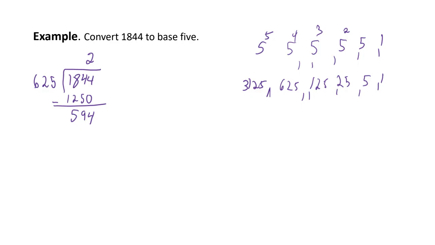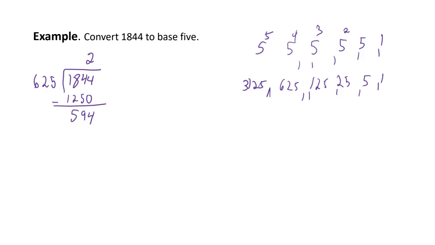Now, notice that when we do this, we're looking for the highest place value that fits into the number. Notice that 3,125 is greater, so this does not fit into it. So the largest value is actually 5 to the power 4, which is 625. So I start right there.